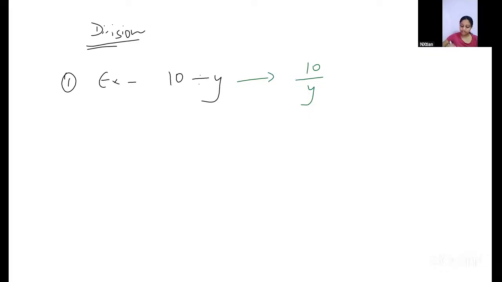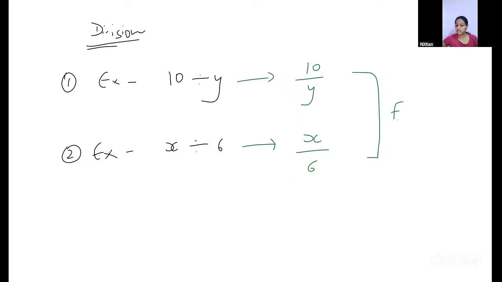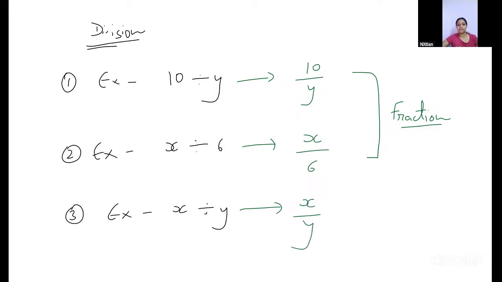Look at another example, a variable divided by a number: x divided by 6 can be written in the form x by 6. We just write down the division in fraction form. And when a variable is divided by a variable, then also it is written in fraction form, x by y. Understood? We can write them down in fraction form.